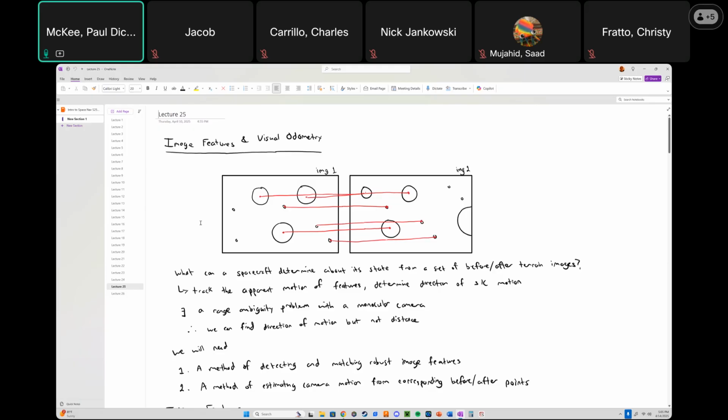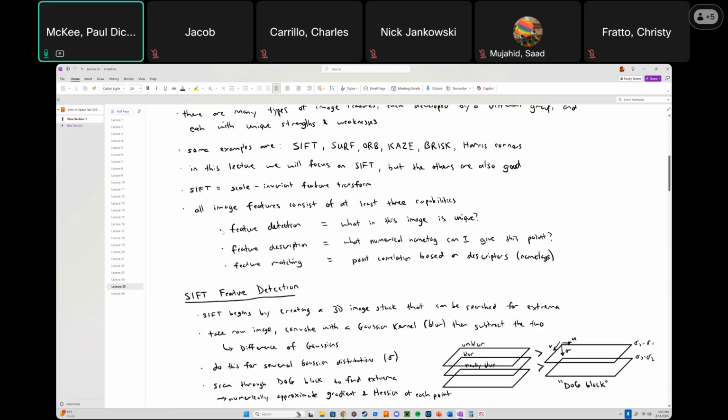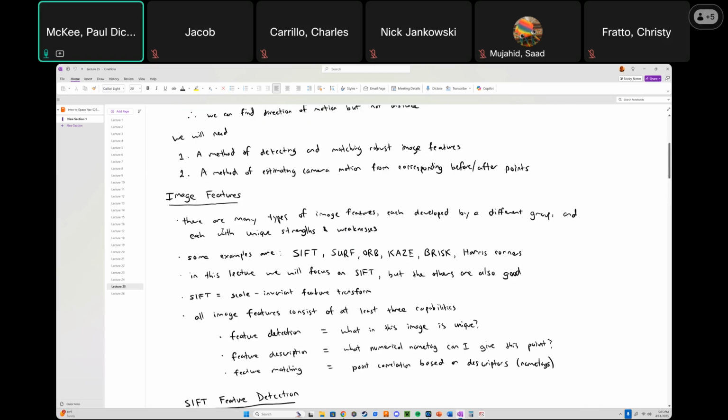Now, this relies on the ability to reliably detect and identify features in an image. And this is actually a pretty richly studied area that involves image features. Some of the common image features are SIFT, SURF, ORB, KAZE, BRISK, Harris corners. There's several other ones. SIFT is the most popular one. I think that most people know about SIFT. But it is not necessarily the fastest or the most robust. It's just the one with the most popular name attached to it. But the other ones are also really good.